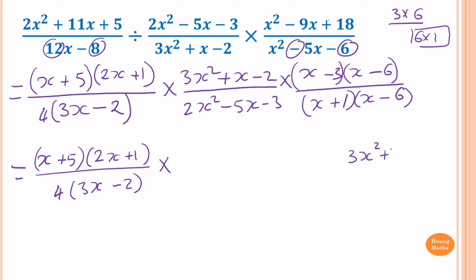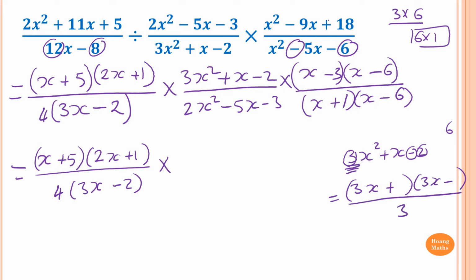3x squared plus x minus 2. First of all, 3 times 2 is 6. And I have a negative. And because of the 3, I just write 3x plus and then 3x minus, all over 3 because of this 3 there. Now, what times what gives me 6, and the difference, because it's minus, the difference is 1. Nothing in front of x is 1. So which is 3 and 2. The difference is 1, and multiplied together give me 6. But because it's positive here, the larger number must be on the positive side. So 3 and 2, so 3 must be here, 2 is here.